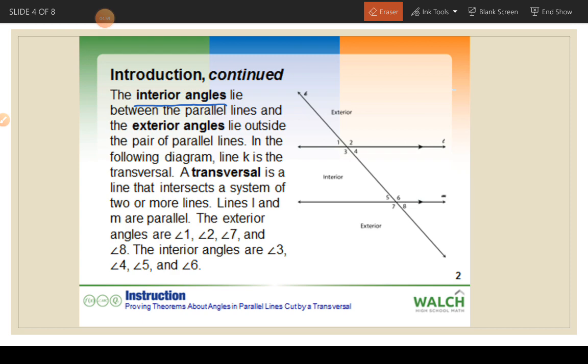And then a transversal is a line that just intersects. So this right here would just be a transversal. And it's creating all of these different angles.